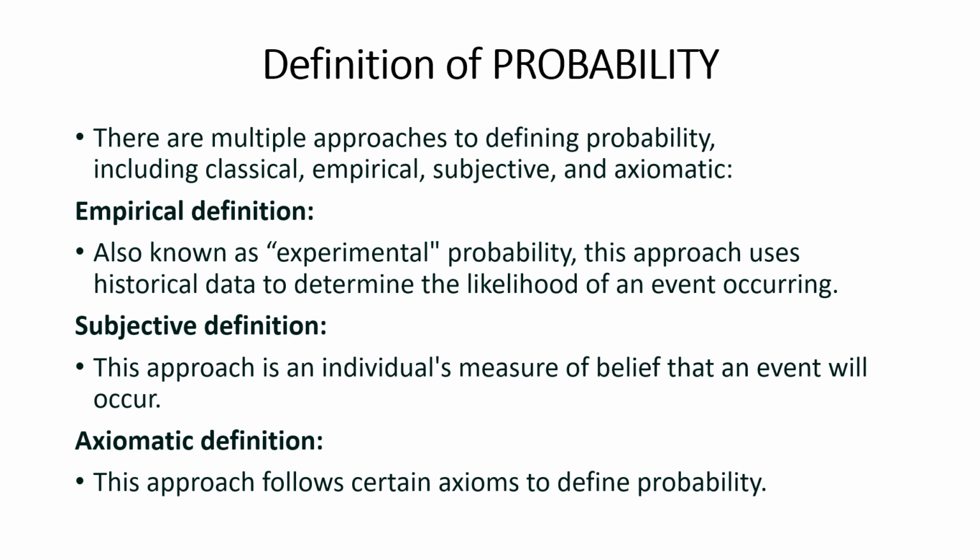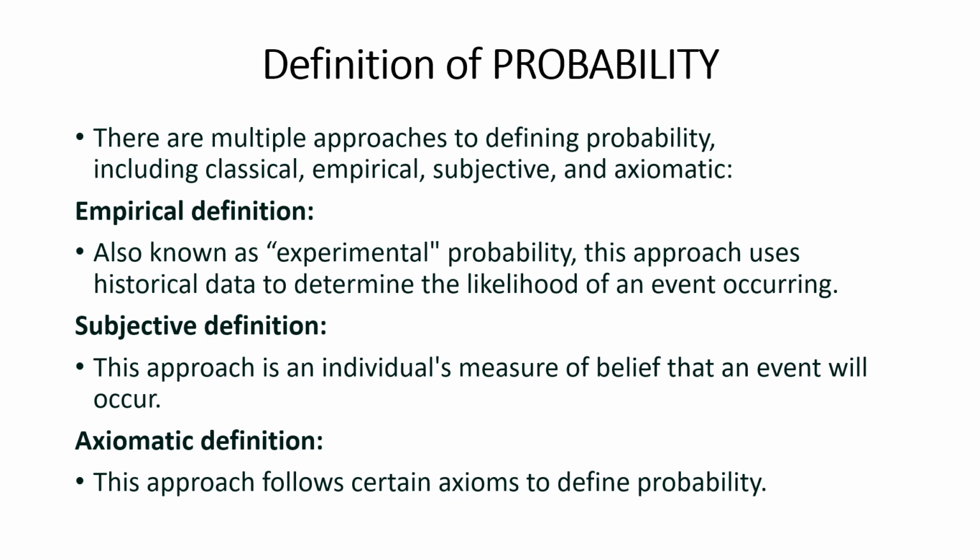Friends, probability is a very vast subject. There are multiple approaches to defining probability, which include the classical definition, empirical, subjective, and axiomatic definitions of probability. In general, the empirical definition is also known as experimental probability. This approach uses historical data to determine the likelihood of an event occurring. For example, if I say there are 80% chances that there will be rain in August, this is dependent on the previous year records. So this is called empirical definition.